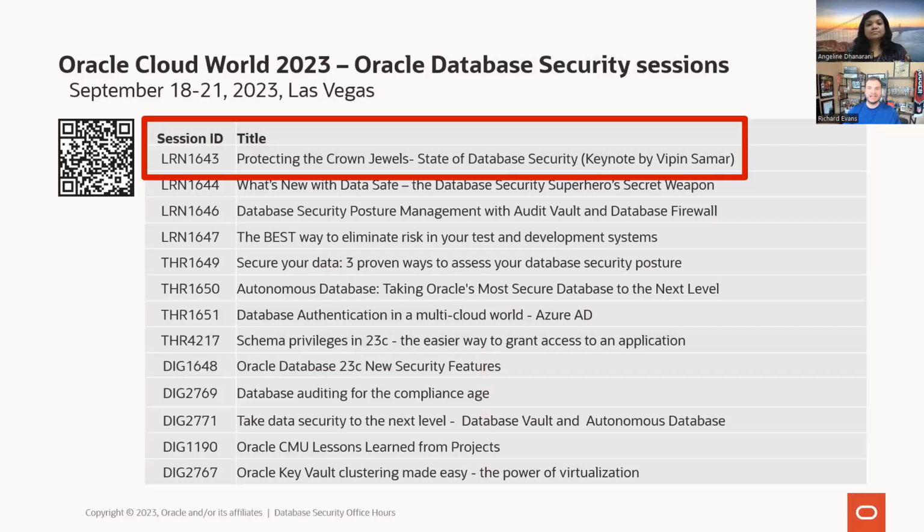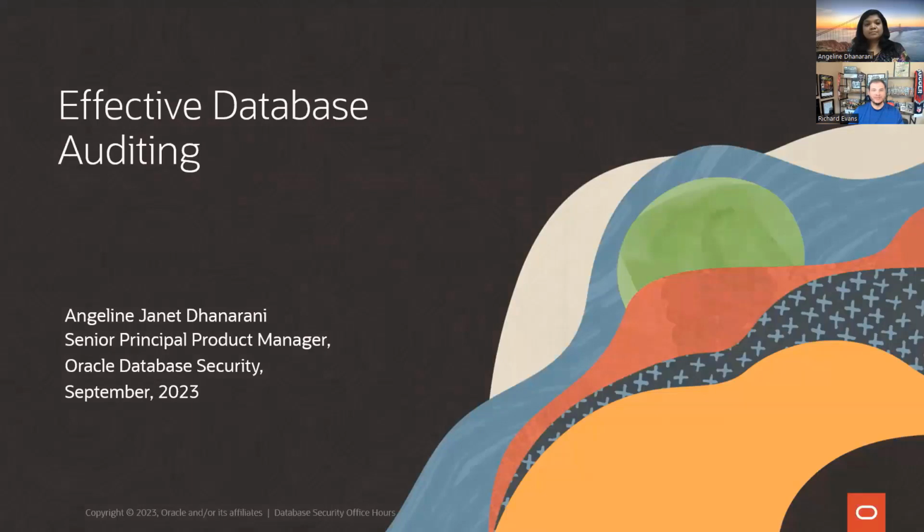And I'd encourage you to take a look at and add to your schedule the keynote by our Senior Vice President, Vipin. So Vipin's going to talk to you about protecting the crown jewels, what's going on in data and data security, kind of give you how Oracle looks at it and Oracle's approach to this. So that'd be a good hour to spend. You can chat with Vipin afterwards as well. So good opportunity to meet and greet our leaders in database security. Okay. Angeline, that's all I've got, ma'am.